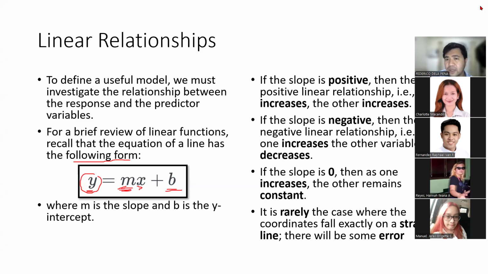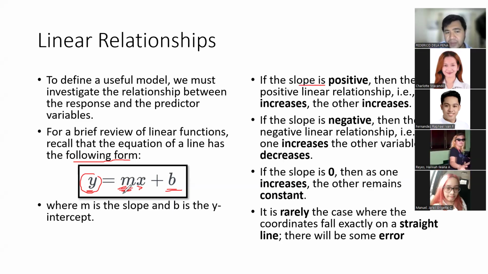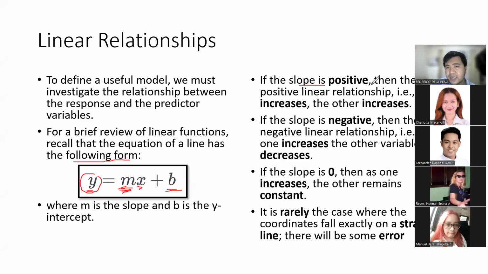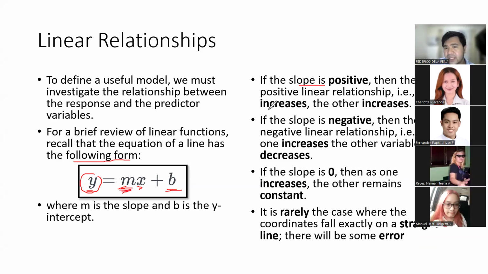it's really straightforward. If the slope is positive, or if m is a positive value, it implies that there's a positive linear relationship. If the x value is increasing, it also means that the y value is also increasing. If the slope is negative, it simply means that as you increase your x, your y will be decreasing, right?